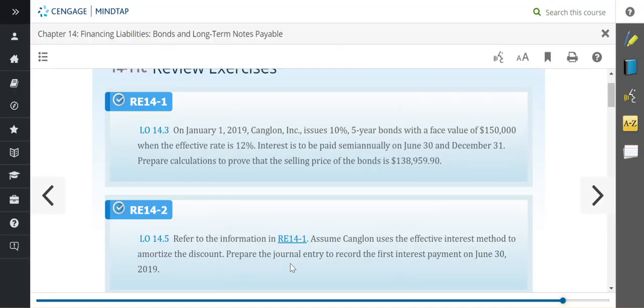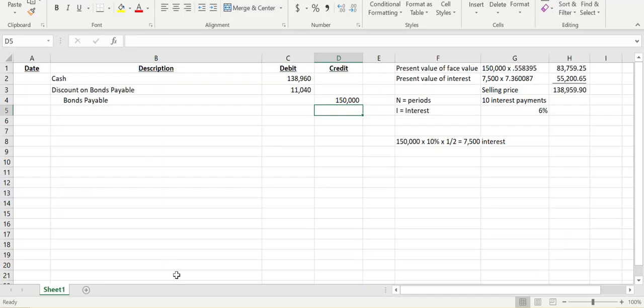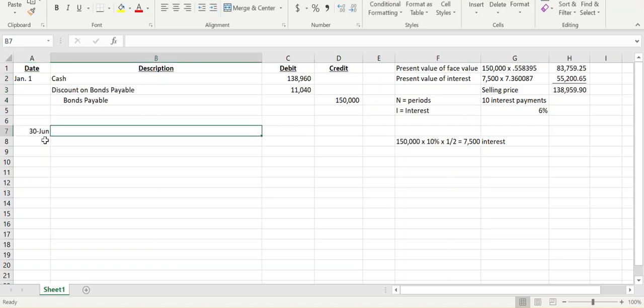In review exercise 14.2, it says, using this information, assume that the company uses what we call the effective interest rate method to amortize the discount, and to prepare the journal entry to record the first interest payment on June 30th. So on June 30th, we're going to record an interest payment that was made. So we are paying out that interest, so we are going to be recording interest expense.